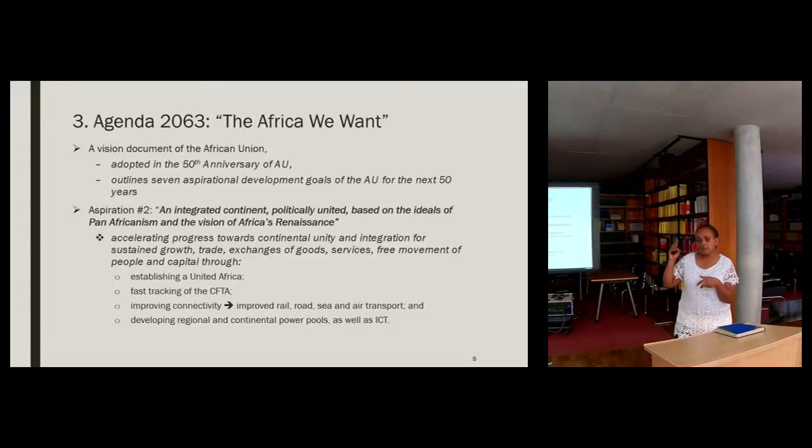And so again, coming back to this movement of persons, another important document would be Agenda 2063, or what we call the Africa We Want. It's a vision document which was adopted on the 50th anniversary of the African Union. It outlines the aspirational development goals of the African Union for the next 50 years. Specifically, aspiration number 2 has a relation with movement of persons and trade and so on. So we have the targets. The aspiration is to establish a united Africa, fast-tracking the Continental Free Trade Area, improving connectivity, and so on.